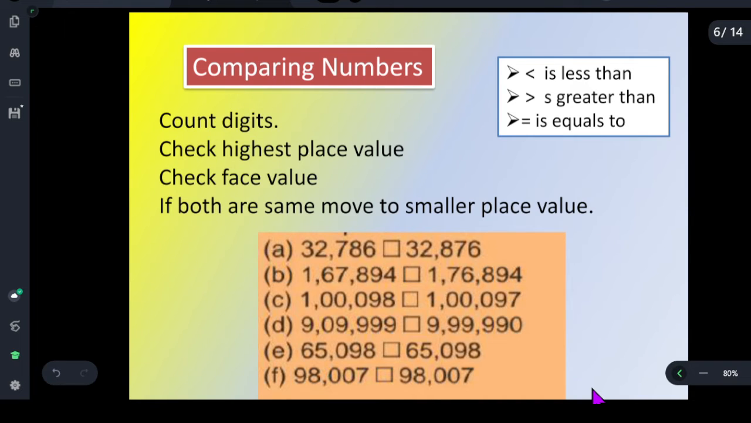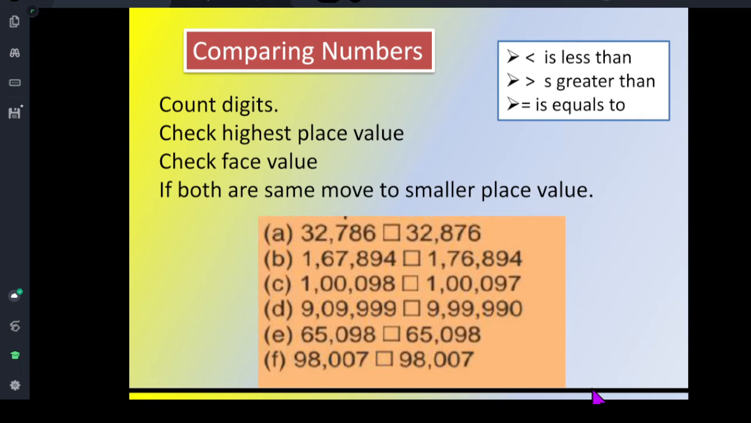Understood? Now we will see how to compare two numbers. Suppose you have to find out the greatest number or the smallest number. What should we do first? Count digits. It's very simple. Just count the digits in each number.